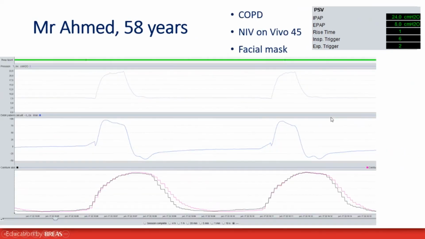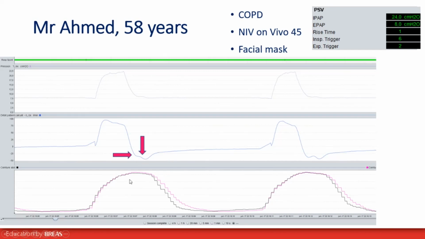Mr. Ahmed, again, the same as before, COPD. Now we look at the expiratory or the cycling asynchrony. Here you see a very strange expiratory flow. Usually the expiratory flow goes down and has a sort of triangular shape. Here there is no triangle. There is a decrease of the peak expiratory flow with a distortion here.